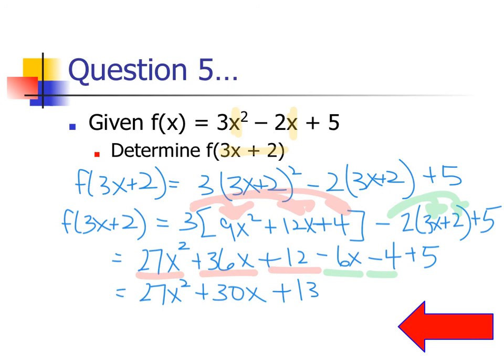Simplifying, collecting like terms, I end up with 27x squared, because that's the only x squared term, 30x, and then 13. So my answer for f at 3x plus 2, using this function for f, ends up being 27x squared plus 30x plus 13.